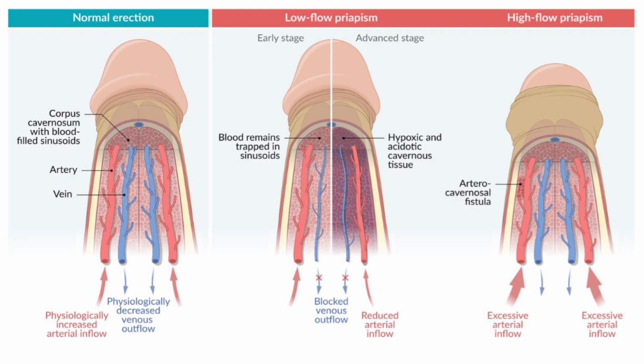So these are the types, and in this picture you can see the normal erection on the right side of the picture, and on the left side two types of priapism are given, like low flow priapism and high flow priapism.